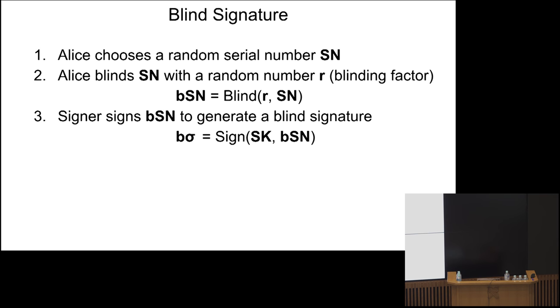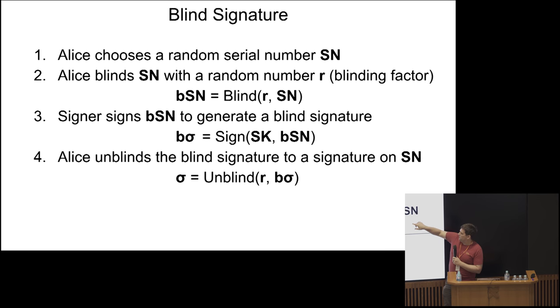So the signer takes the blind serial number and its secret key and signs it and generates a blinded signature. But notice the signer does not actually see what the serial number is. It only sees this blinded serial number.